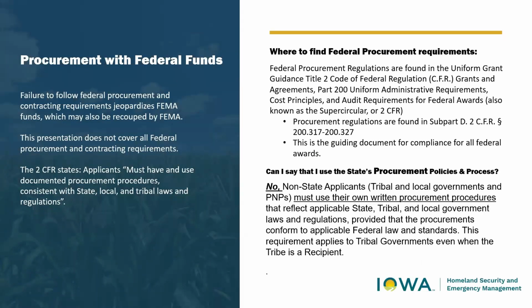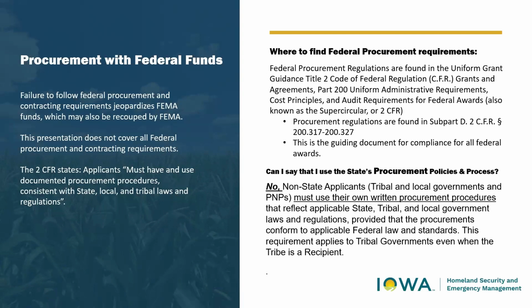Procurement. Procurement is definitely one of those things that can cause ineligibility issues through the public assistance program. Failure to follow federal procurement and contracting requirements really can jeopardize your funding. This presentation does not cover all federal procurement and contracting requirements. In 2 CFR, it states that applicants must have and use documented procurement procedures consistent with state, local, tribal laws and regulations. You can find all the federal procurement requirements in 2 CFR. If you guys have any questions, need any help, aren't sure what your procurement processes are, please reach out to us. We're happy to help you with that.